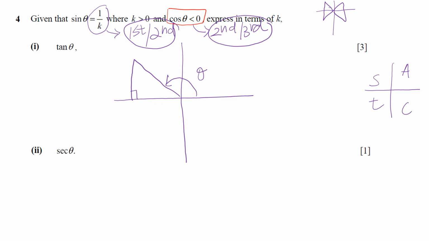For sine theta is 1 over k. So sine is actually opposite over hypo, right? The ratio that you get. So the opposite is 1. K is the hypo, which is the radius of the circle, and is always a positive value.